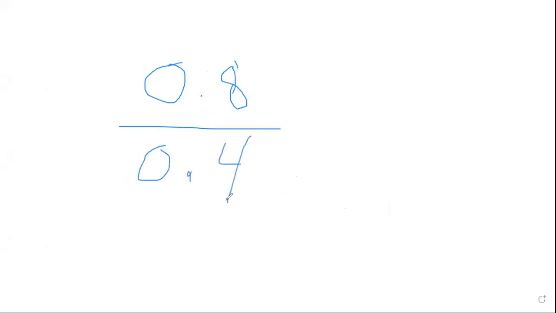Okay, so our order is 0.8, and we have 0.4. And you're just going to do the math. And that should have gave you 2 tabs.